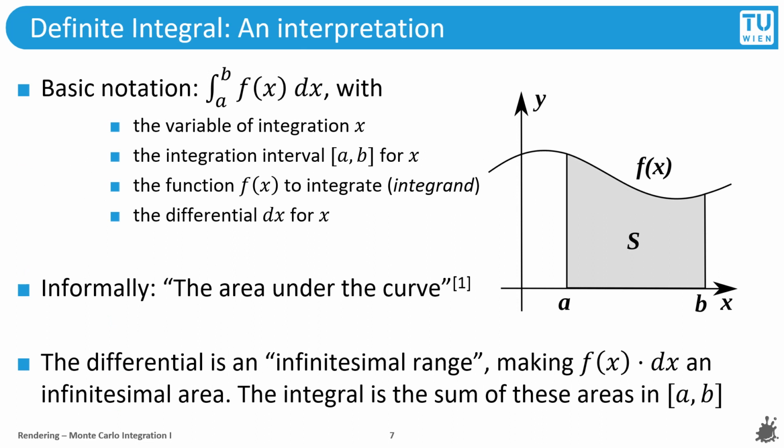For the definite integral, we have a similar notation, but we have additional variables for the range that we want to integrate over. So in its full form, for the definite integral, we have the variable of integration x. We have the integration interval a to b, which are basically the values that we're interested in x taking on. We have a function f of x that we want to integrate. This is often referred to as the integrand. And we have the differential dx for x.